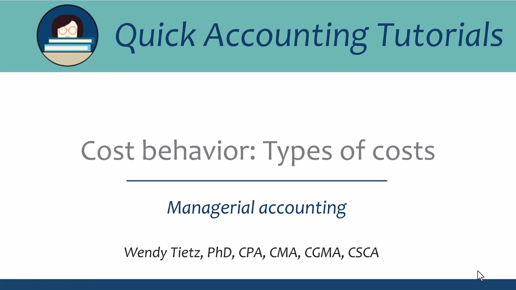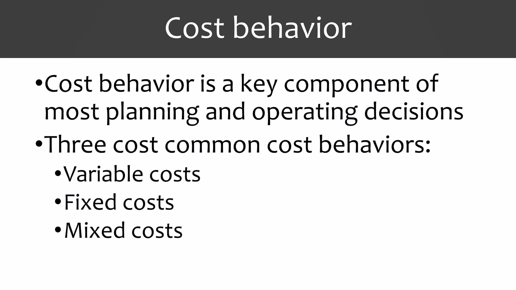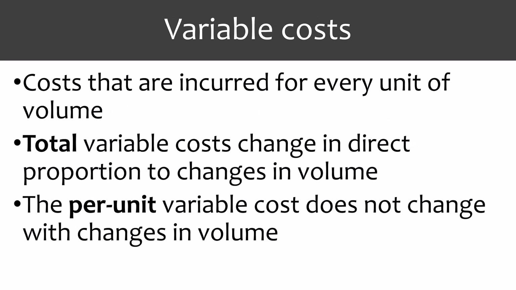Hi, welcome to this quick tutorial on the types of costs when we're talking about cost behavior. Cost behavior is the study of how costs change as volume changes. Cost behavior is a key component of most planning and operating decisions. The three most common cost behaviors are variable cost, fixed cost, and mixed costs.